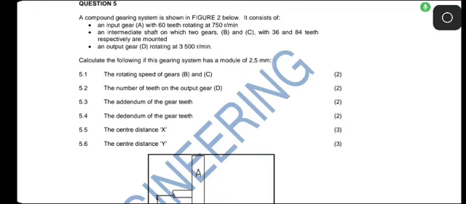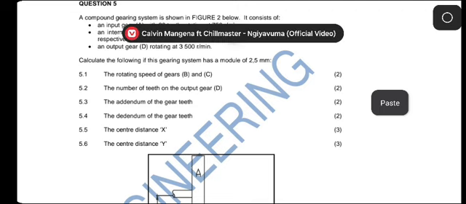It was still under Mechanotechnics, which is N4, right? We're dealing with simple gear trains. Question 5 says a compound gearing system is shown in figure 2 below. It consists of an input gear A with 60 teeth rotating at... Sorry about that notification, I forgot to close them.